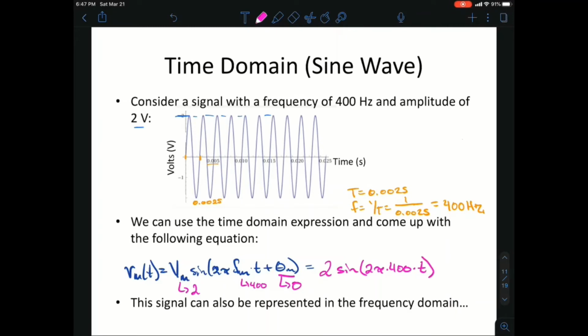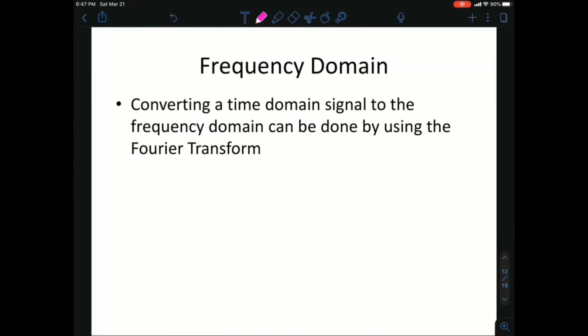One of the other ways that we work with signals is writing them outside of the time domain. We write them in the frequency domain, and this is probably going to be one of the newest methods of talking about this for you guys. So hopefully I can do it justice and get you spun up on how it works. We can convert a time domain signal to the frequency domain by using what's called the Fourier transform. I'll show you this equation.